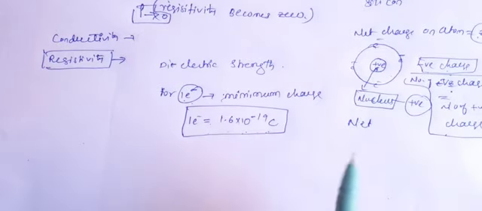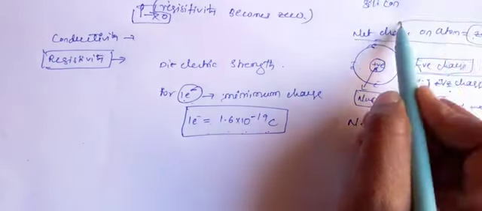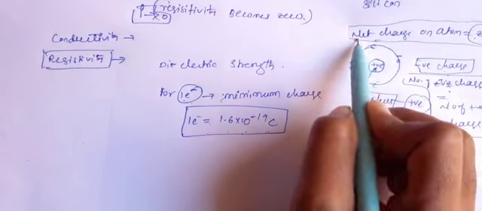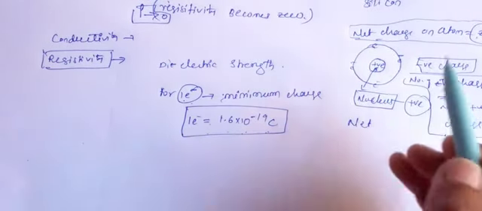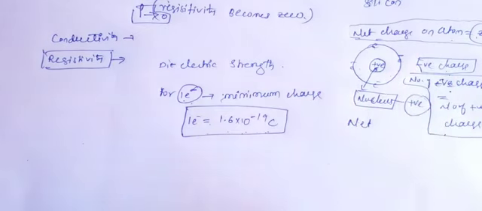Now here we considered that the net charge on the atom will become zero. Why? Because the number of protons must be equal to the number of electrons. The net charge on the atom being zero means the atom gives the molecule, so the net charge on the molecule will become zero. The molecule gives the material, so the net charge on the material will become zero.